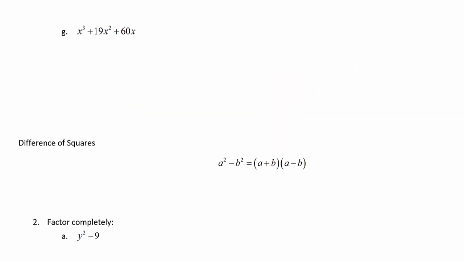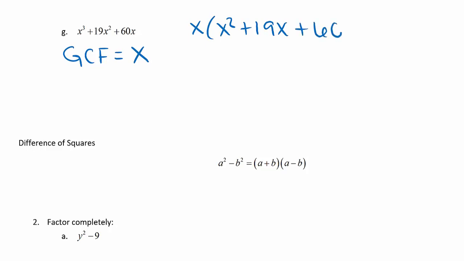All right, let's do one more trinomial. The very first thing I'm going to do, no matter what, is look for a GCF. Is there something I can take out of all three terms? Well, in this case, all three terms have an x in them. That's my GCF. If I pull out the x, I'm left with an x squared plus 19x plus 60.